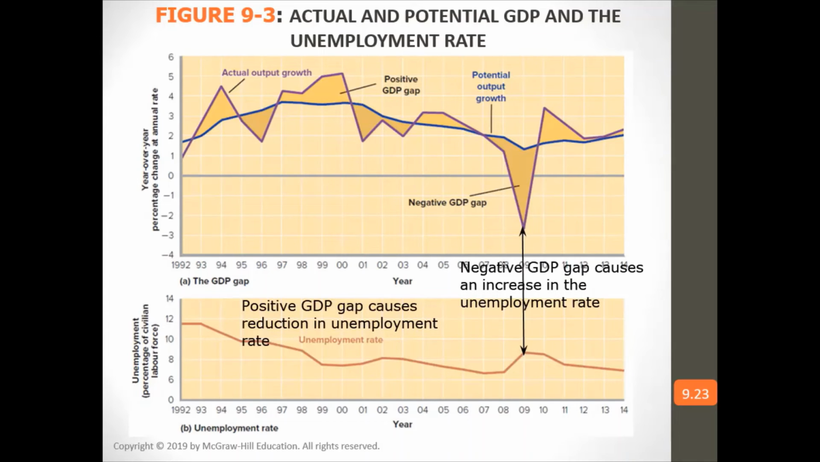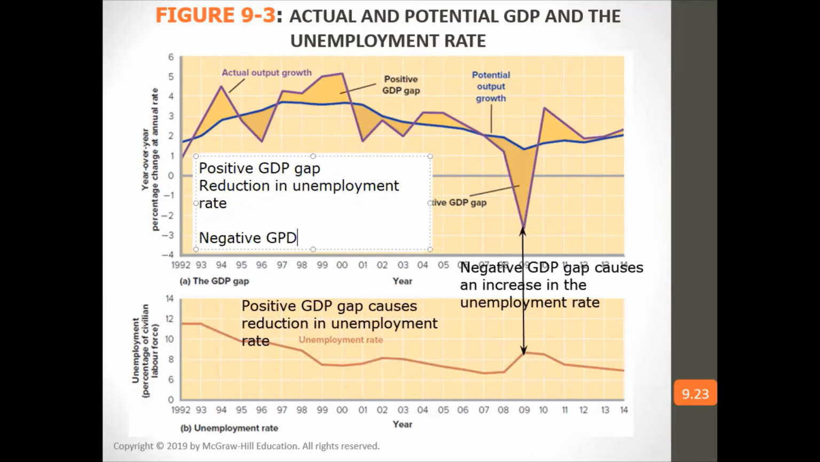So this is a good graph because you see the trends, like the unemployment rate goes down like this, and then the GDP gap is positive. Yeah. So positive GDP gap, reduction in unemployment rates, negative GDP gap, increase in unemployment rate.